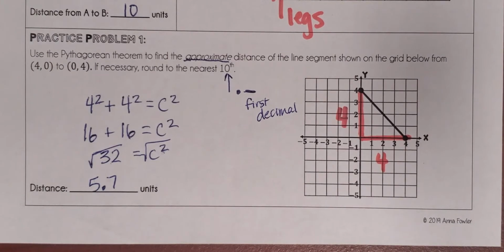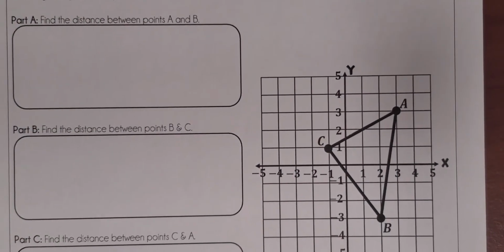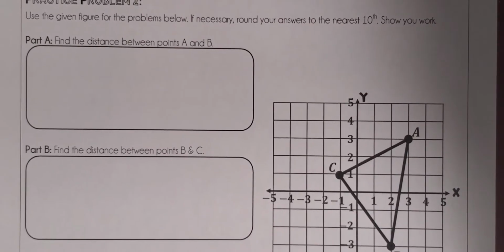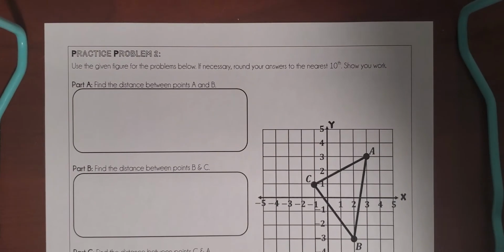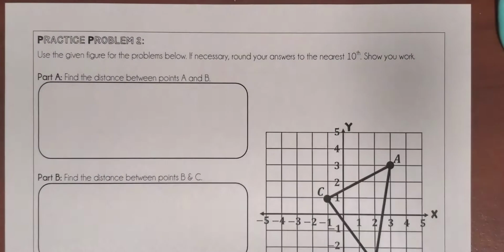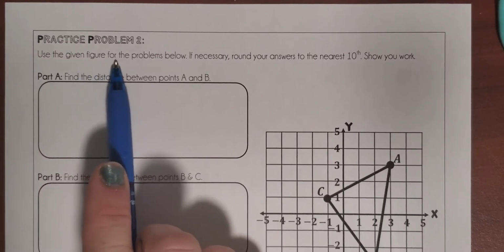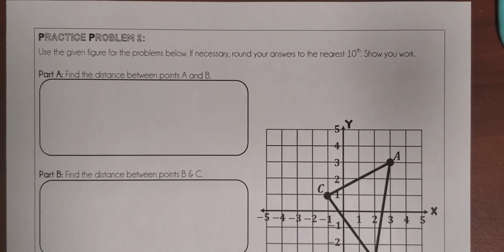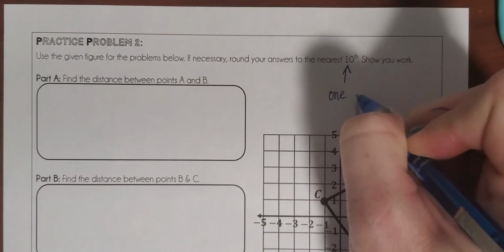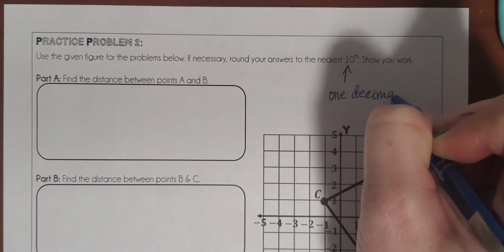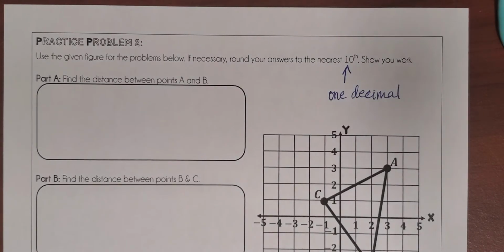All right, so I want you to turn your paper over, and we're going to do some more examples on the back side. We have this large problem that has kind of a unique triangle on it, and in order to get all of the parts that we need for this, we're going to have to do these steps multiple times. So use the given figure for the problems below. If necessary, round your answers to the nearest tenth. Show your work. Again, the nearest tenth means 1 decimal place. 1 decimal place is all we need.